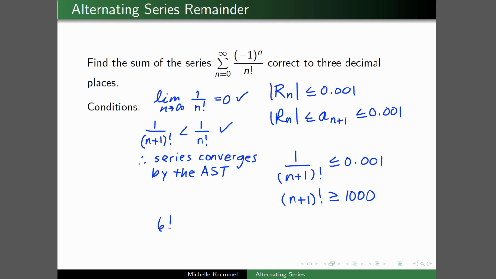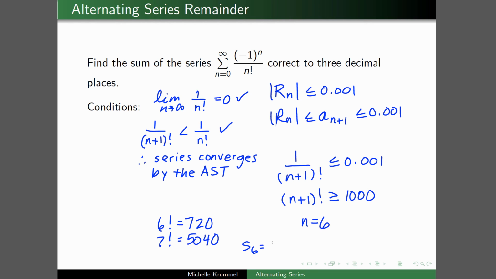6 factorial equals 720, so that is not greater than or equal to 1000. 7 factorial is 5040, which is greater than 1000. So n plus 1 is 7, or n equals 6, which means s sub 6 will approximate the sum correct to 3 decimal places, and s sub 6 is just the sum of the first 6 terms.